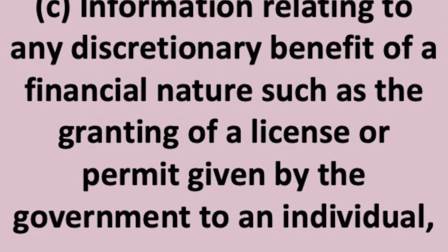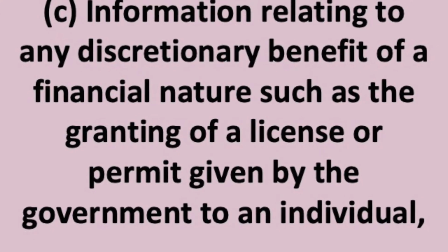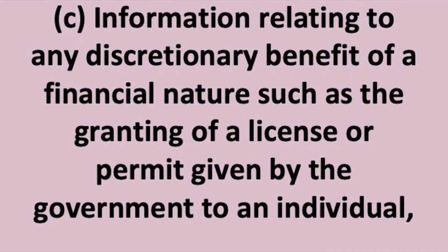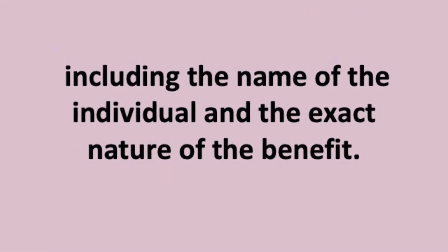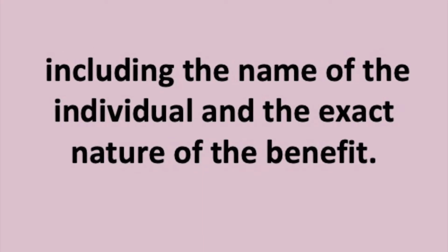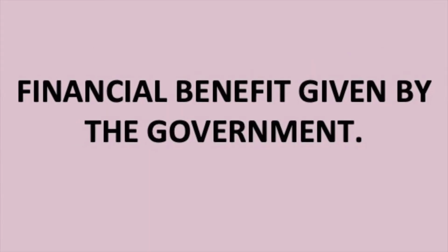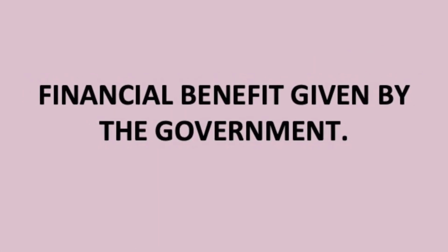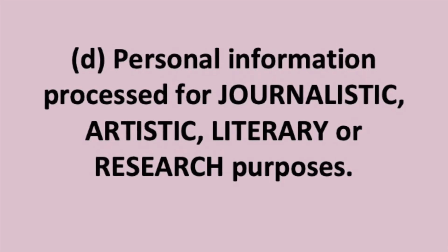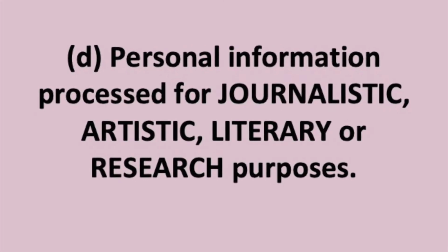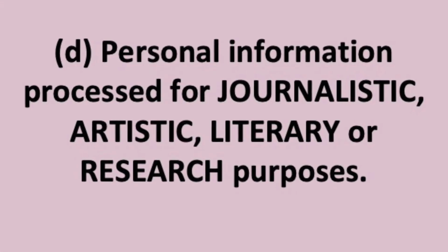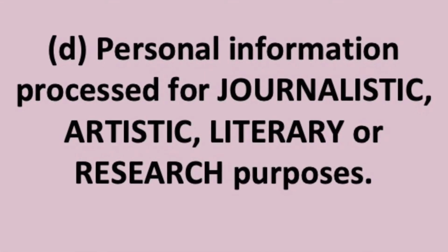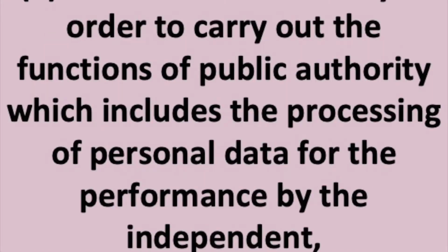C. Information relating to any discretionary benefit of a financial nature such as the granting of a license or permit given by the government to an individual, including the name of the individual and the exact nature of the benefit. We can summarize this as financial benefit given by the government. D. Personal information processed for journalistic, artistic, literary or research purposes. We can summarize this as journalistic, artistic, literary or research purposes.